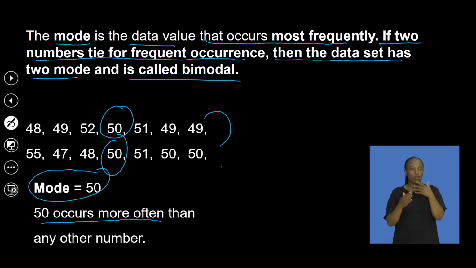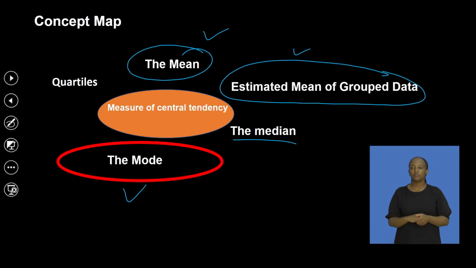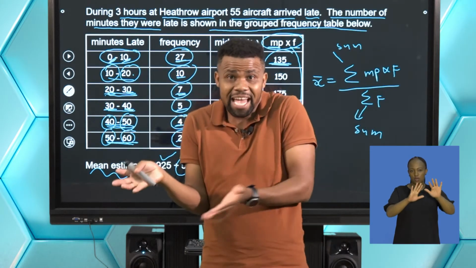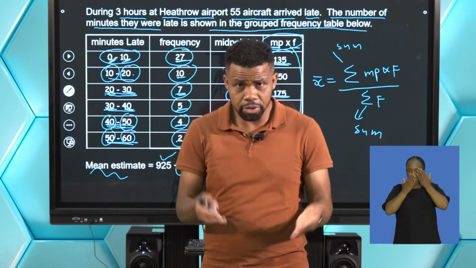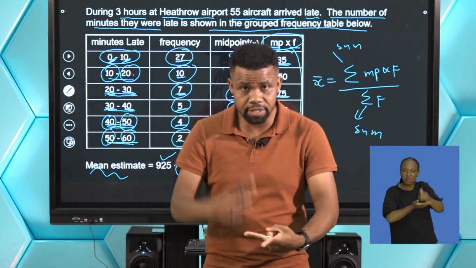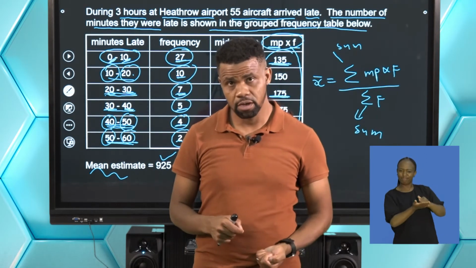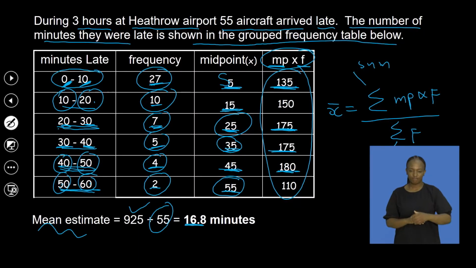What about the table with the aircraft? How do I tell the mode? If you go back, look at this. Now, here. Can we tell what is the mode here? What we know is that between 0 and 10 minutes, 27 aircraft were late. We don't know what time the first aircraft arrived, the second one, all the way through the 55 aircraft. We don't have the actual numbers for the 55 aircraft. What we have is the frequency. Are we together? If you look at 0 to 10, that's the highest.